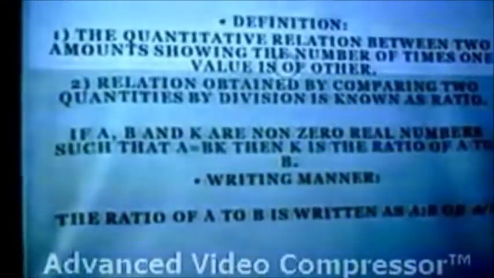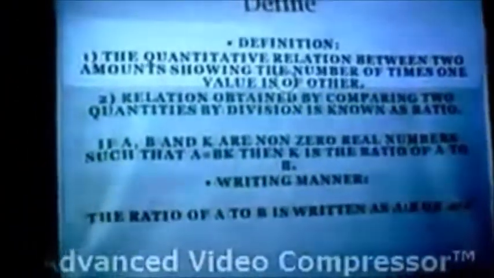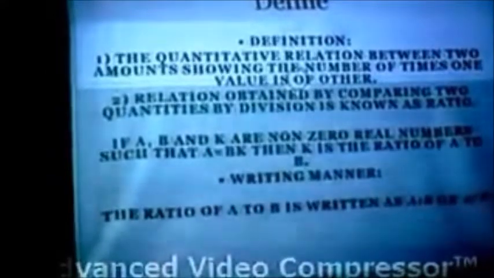Comparison done by division, that is ratio. Now let us see the definition of ratio in detail. See here, the quantitative relation between two amounts showing the number of times one value is of the other. Number of times one value is of the other, that means 2 times, 3 times, 4 times. Or, as the next definition, you can define it as the relation obtained by comparing two quantities by division is known as ratio.